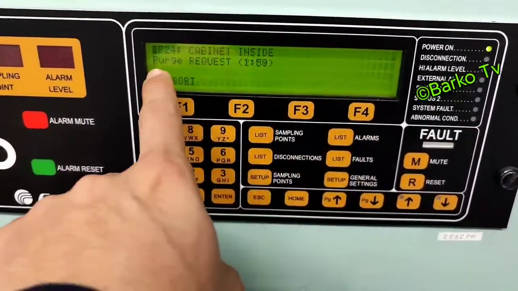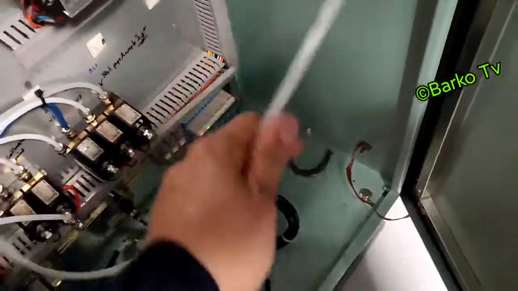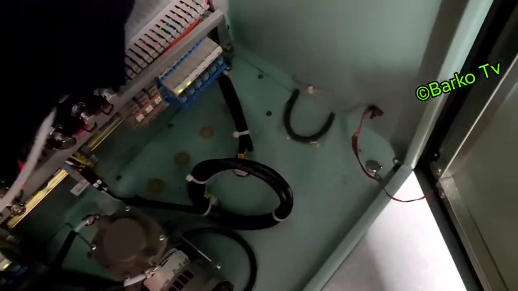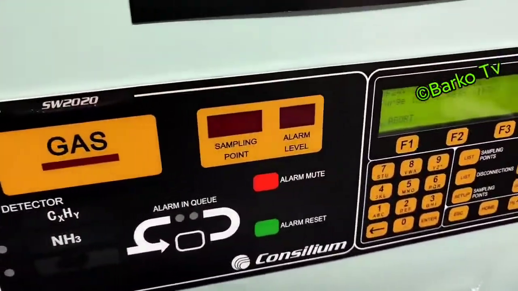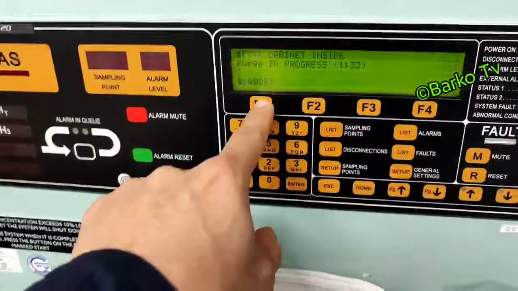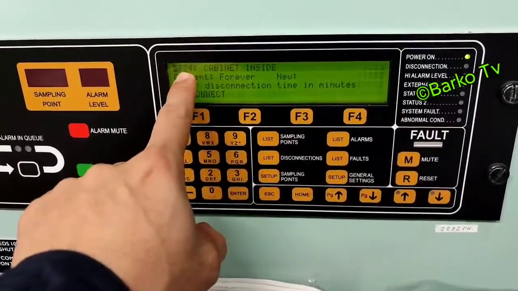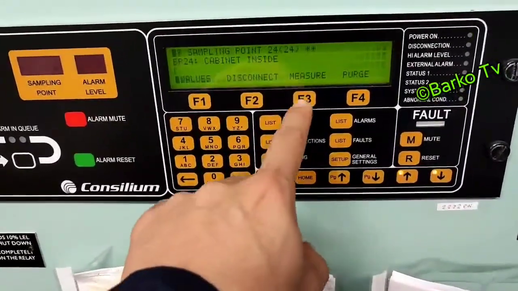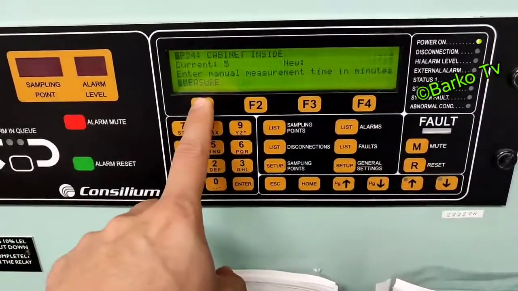Sample first, you need to purge. It takes 2 minutes to purge. Confirm, sample point 24 is inside of the cabinet. Need to abort. Then if you like to disconnect or measure, disconnect. That is disconnection. Escape to measure, you test. There is a gas inside.